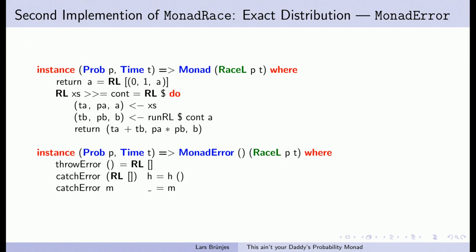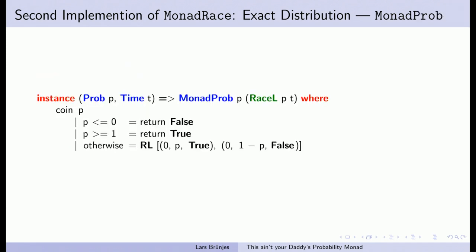So the monad instance, we basically just run the first one, then apply the continuation to the result of the first, and then again, so we must add the times and multiply the probabilities. That's the same as before. The monad error, I already said, just corresponds to the empty list. So we don't have any results. So that's how we throw an error.